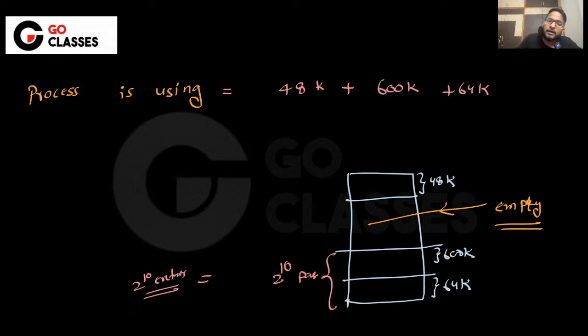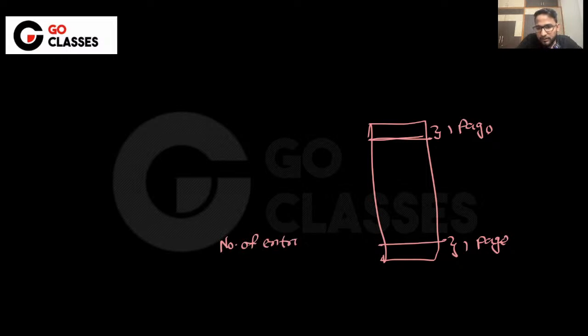The reason is, let's suppose I'm giving you one extreme case. Let's suppose there is a process that is using one page here and another page here, just two pages. Now tell me how many entries you need in the last level page table, in the third level page table? You need two entries, right?